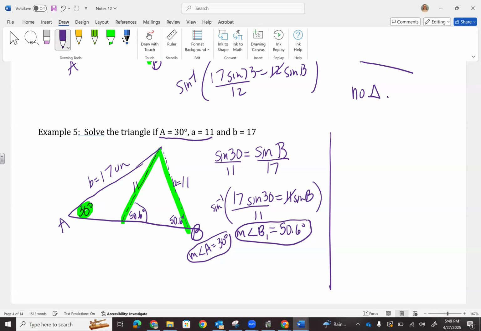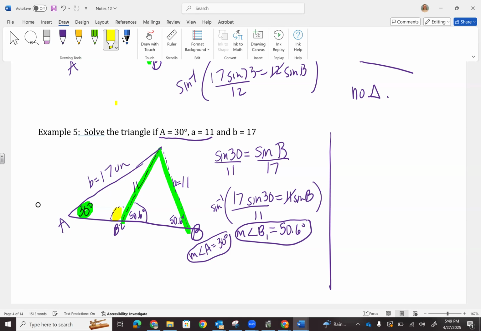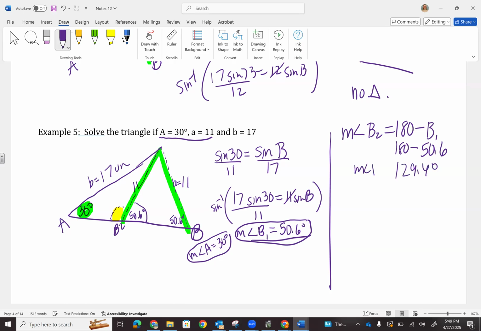So if this is 50.6, to find this other angle B2, which is over here on the more narrow triangle, we're asking: is it possible to form a triangle there? We first found B1, so B2 equals the supplement of that first angle, 180 minus B1. So 180 minus 50.6 gives 129.4. Okay, so it seems promising.